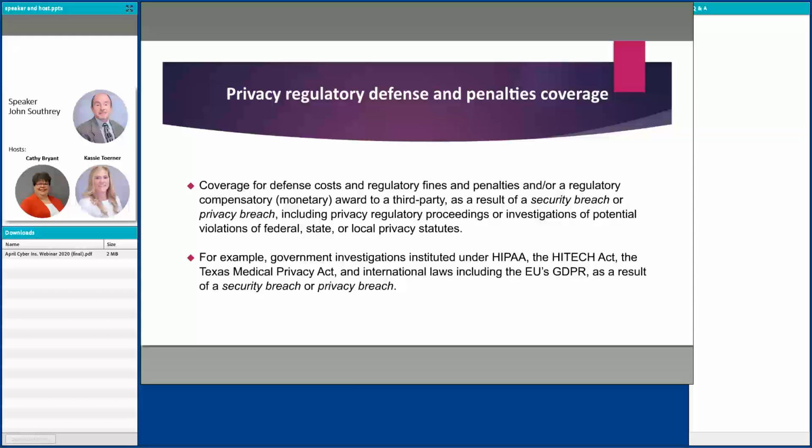And as this bullet point mentions, under HIPAA, the HITECH Act, the Texas Medical Privacy Act, and now international laws, when we're dealing with patients that come from overseas, in Europe, the EU's GDPR can also result in fines and penalties as a result of a security breach or privacy breach. And that's one of the coverages that is provided under a cyber liability policy.